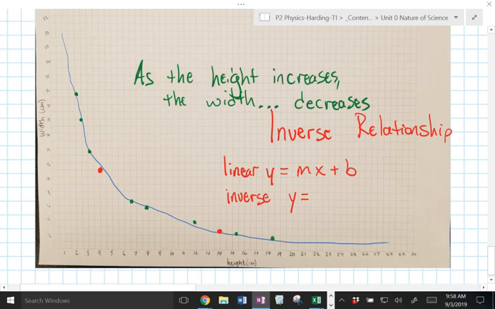we would say y equals something over x, okay? And let's just make that something here be a. We're at the beginning of the year. We haven't used up much of the alphabet yet, okay? So if it's an inverse relationship, y equals something over x.